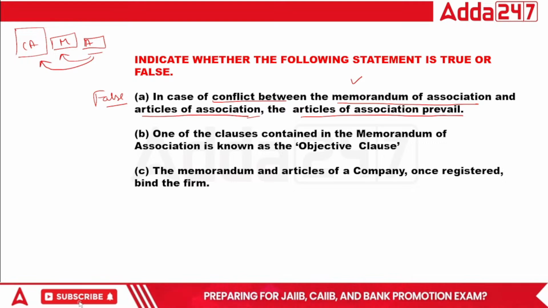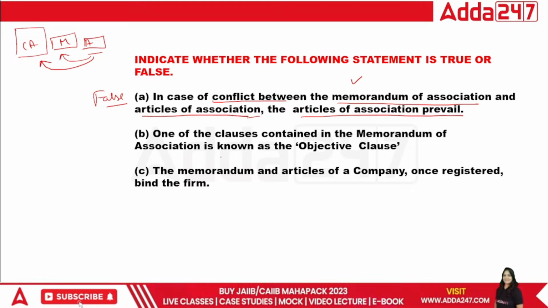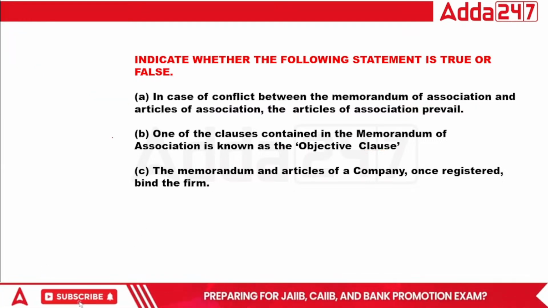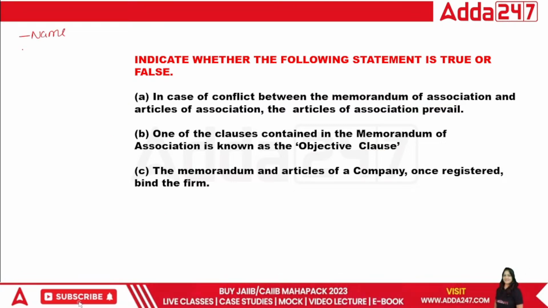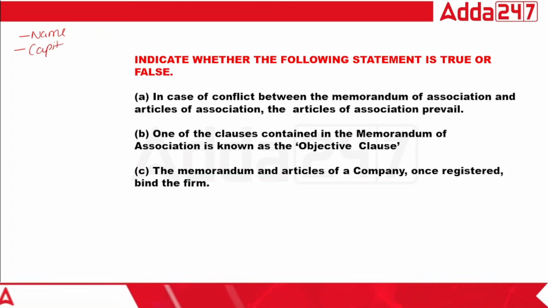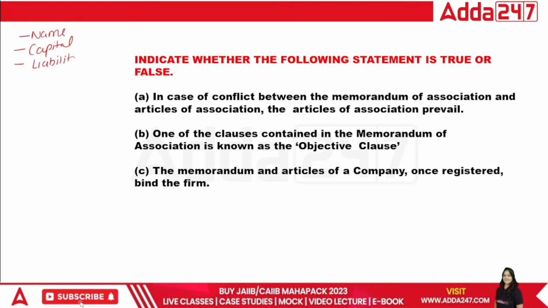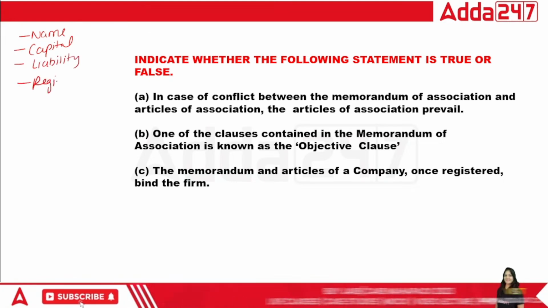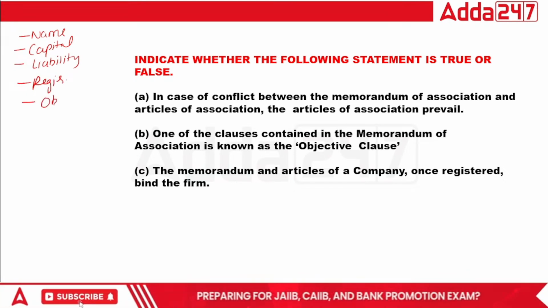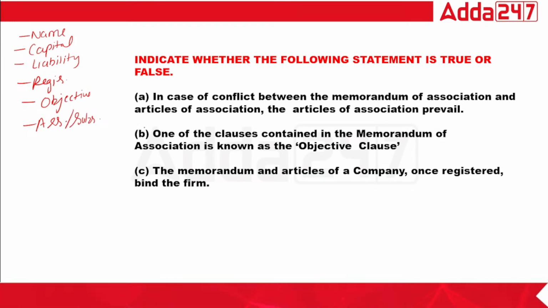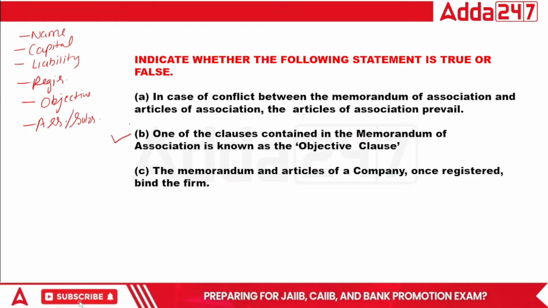Okay, next. One of the clauses contained in Memorandum of Association is known as the Object Clause. So now let's understand the clauses of Memorandum of Association: name clause, capital clause, liability clause, registered office clause, object clause, and association clause. The association clause is also known as the subscription clause. So that's why for this one, this is absolutely right.